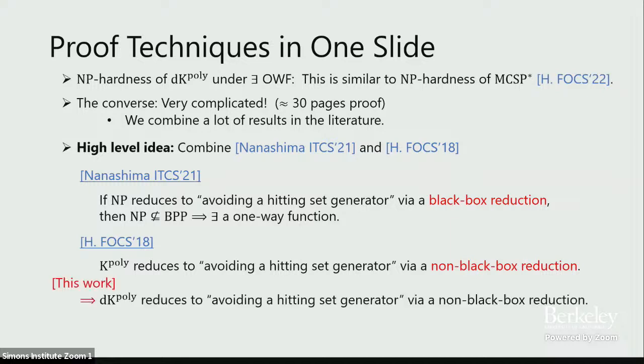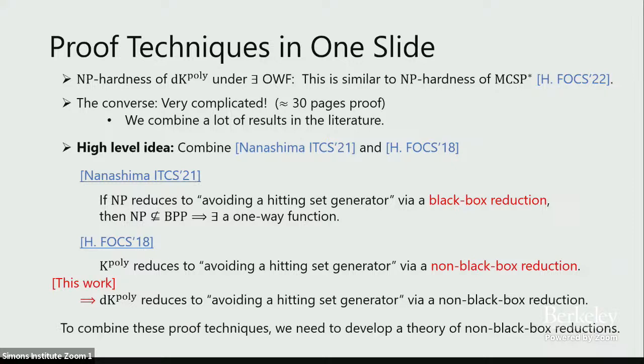So the first step in this work is to generalize this result to distributional Kolmogorov complexity. For distributional complexity, we can also get a similar worst-case to average-case reduction. Then we are going to combine these two results, but there is a gap between black-box reduction and non-black-box reduction. Most of the paper is devoted to combining these proof techniques. Namely, assuming that distributional complexity is NP-hard, the gap between non-black-box and black-box reduction can be closed in a certain formal sense, and that's what is happening in the paper.